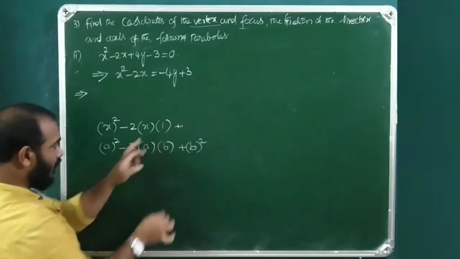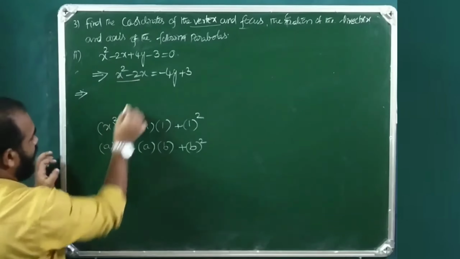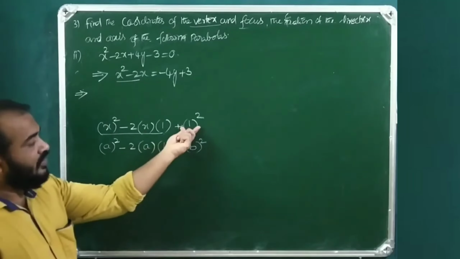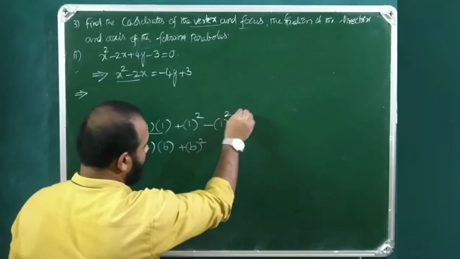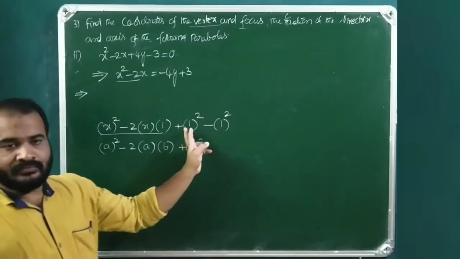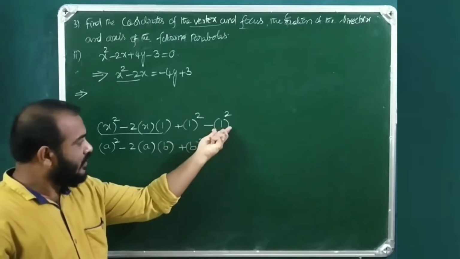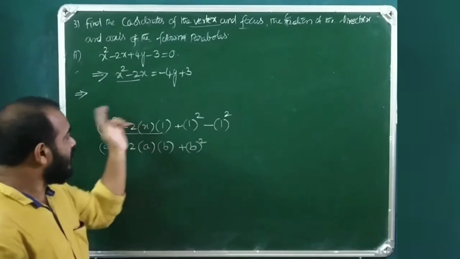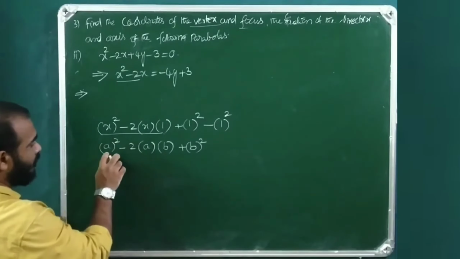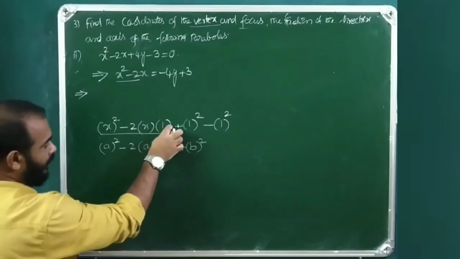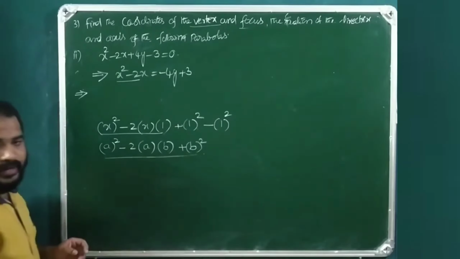So, here b is what? 1 square. So, this and these are equal, but this 1 square is additionally added. Therefore, minus 1 square also I will subtract, because when 1 square is additionally added, 1 square is to be subtracted so that the equation will be balanced. And now, this is our form a square minus 2ab plus b square. So, this is equal to a minus b whole square.